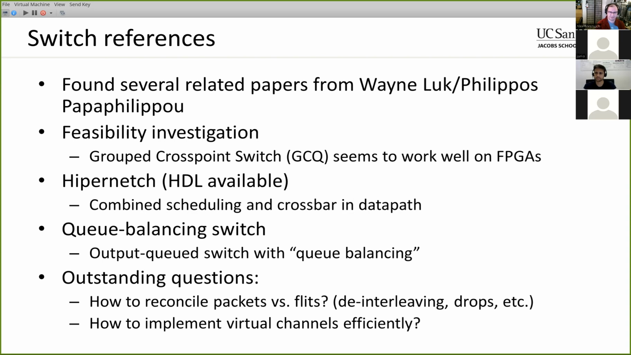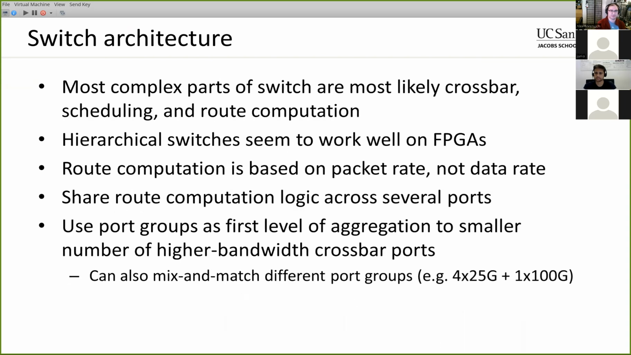So I've been thinking about, okay, if we're going to take something like that, how would we turn it into an actual Ethernet switch that you can use for experiments or whatever. So my idea at this point is to build something hierarchical. The most complex parts of the switch are going to be the crossbar, the scheduling, and the route computation. I mean, okay, what else is there in a switch anyway? But hierarchical switches seem to work well on FPGAs. So if we can group things together and then pass it off to the next level in an aggregated way, it seems like that's probably going to be a more efficient way of doing things.